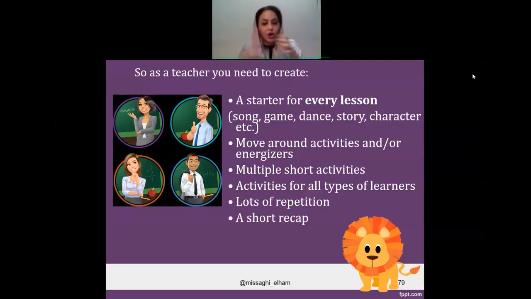And different short activities, tasks for all types of learners: visual, auditory, kinesthetic, and read and write, VARK. And a short recap. So you need the learning cycle: start, practice, and close it. Get the feedback. Is that clear, everybody?